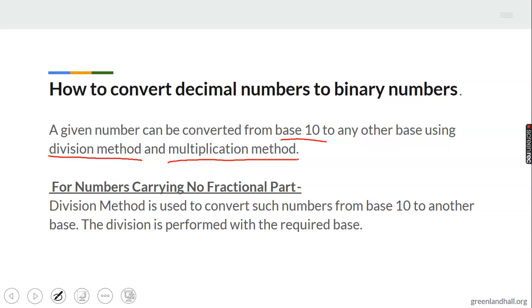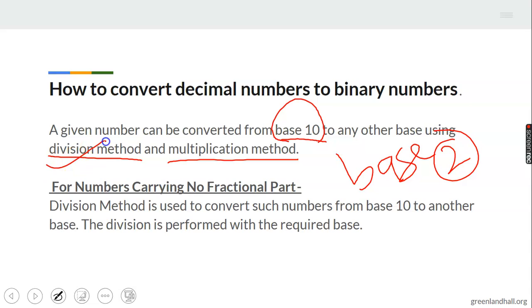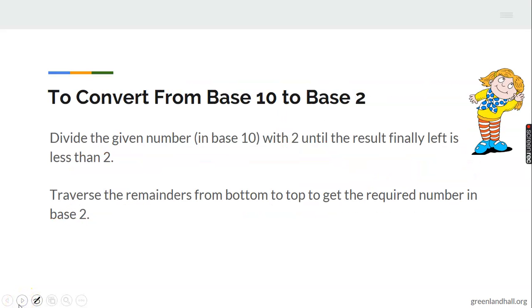Now, if you are to convert numbers in base 10 to base 2, you make use of this method, the division method. Because the numbers we are dealing with don't have fractional or decimal parts, we use the division method. The division method is used to convert such a number from base 10 to another base. We'll use purely the division method to get our sum right. Now, to convert from base 10 to base 2, we'll divide.